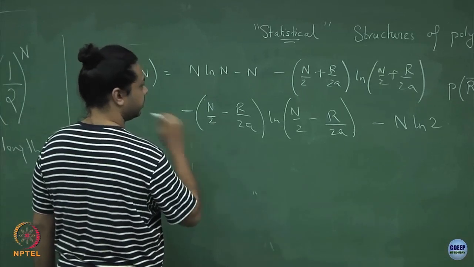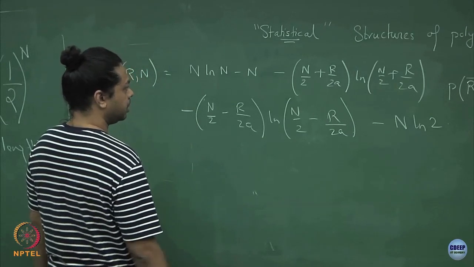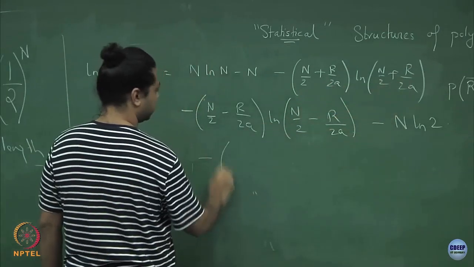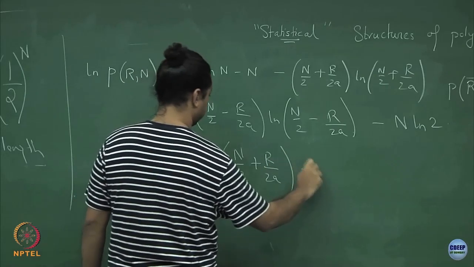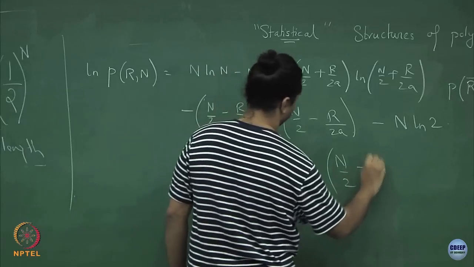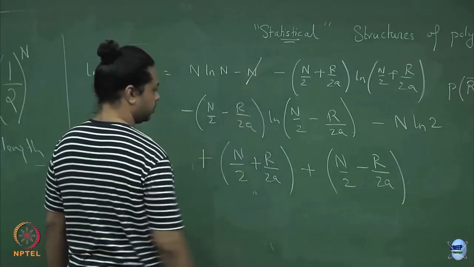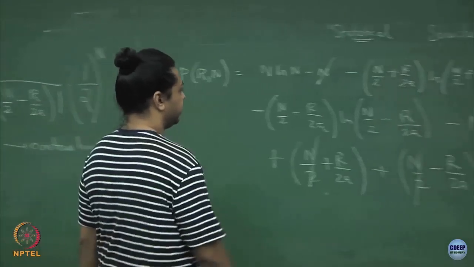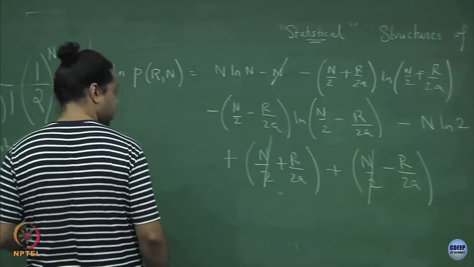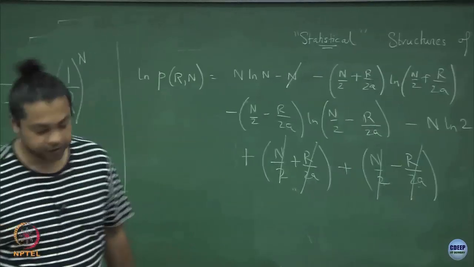So, that is the log of the probability. These N terms anyway cancel, hopefully. I have missed out something, right. I have missed out these things N log N minus N. So, I have missed out minus N by 2 plus R by 2A and one from here, plus N by 2 minus R by 2A, right. N log N minus. Okay. So, then this N will cancel out with this N by 2 and this N by 2, and this R by 2A anyway cancels out that R by 2A, so I do not bother about that. Okay. So, now let us look at what these logs look like.